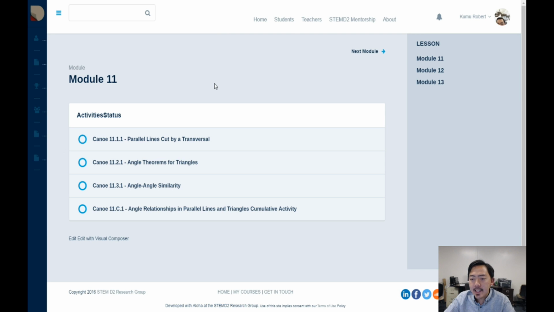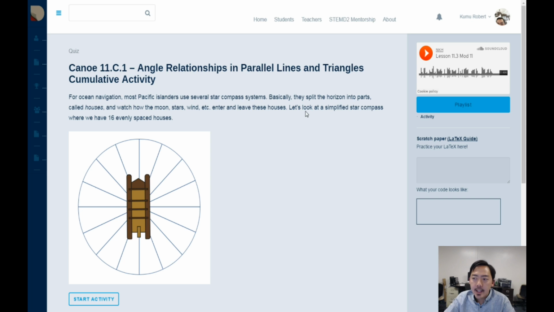Aloha! The next activity that we'll be looking at is Canoe 11.c.1. In this activity, we will be looking at a simplified version of the star compass. The star compass is a system that Pacific Islanders have used in order to navigate the Pacific Ocean.